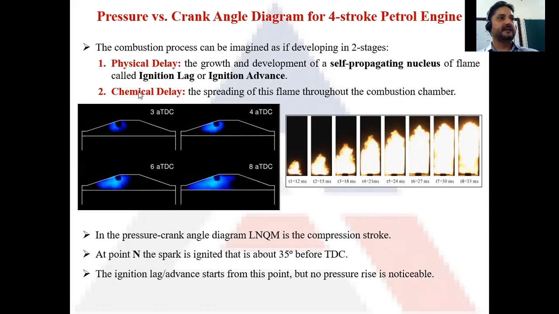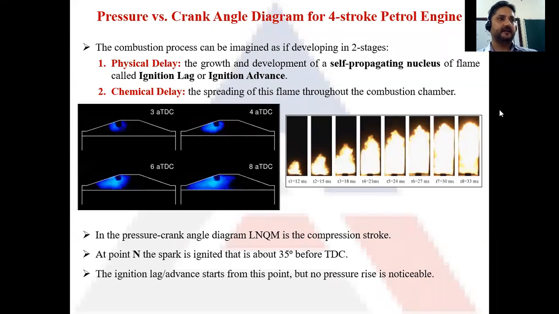So the second type of delay is your chemical delay. When the self-propagating nucleus has been formed, it takes time for the flame to reach throughout the combustion chamber. All the fuel particles, when they get combusted or burned, take time. So the spreading of this flame takes time.